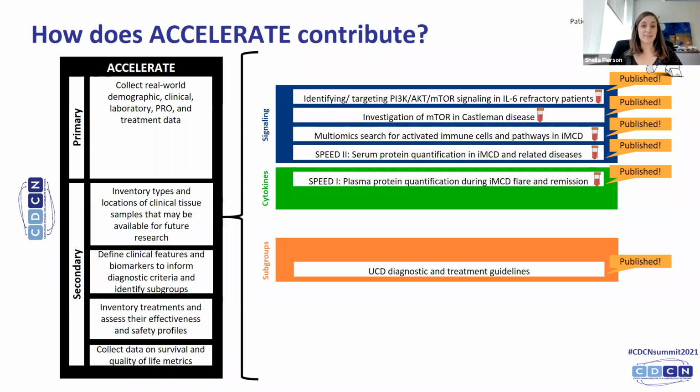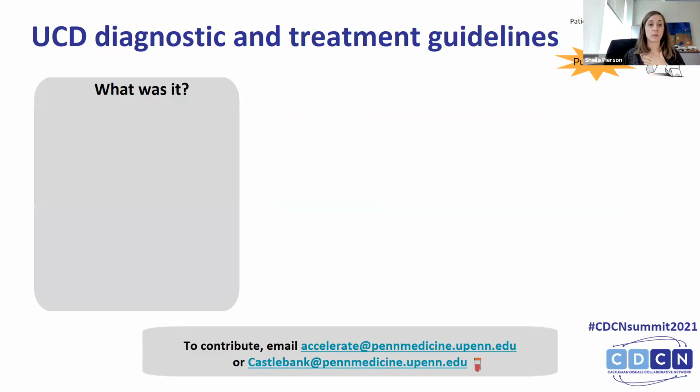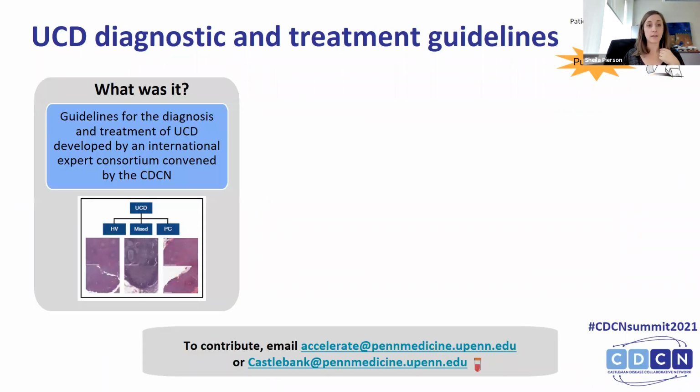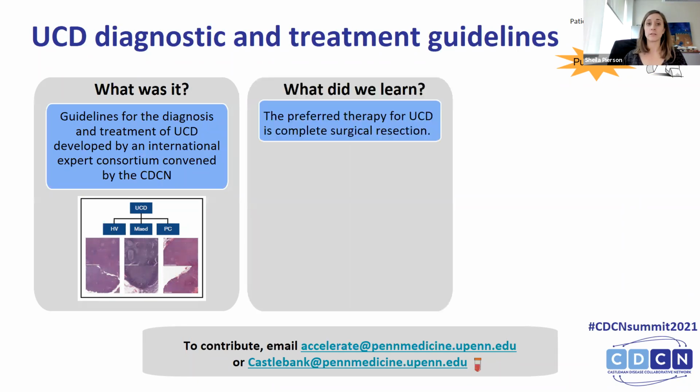All right, last couple here. So, I've talked a lot about the studies that we've done with MCD, but we've also been doing studies with UCD as well. So we were able to look at the UCD diagnostic and treatment guidelines. So this was guidelines for the diagnosis and treatment of UCD developed by an international expert consortium that the CDCN convened. And so we learned that the preferred therapy for UCD is a complete surgical resection.